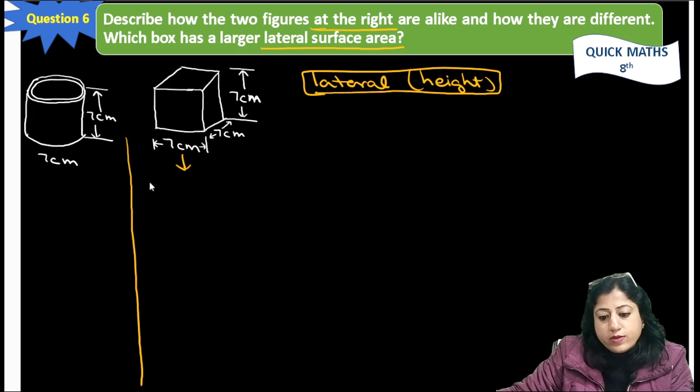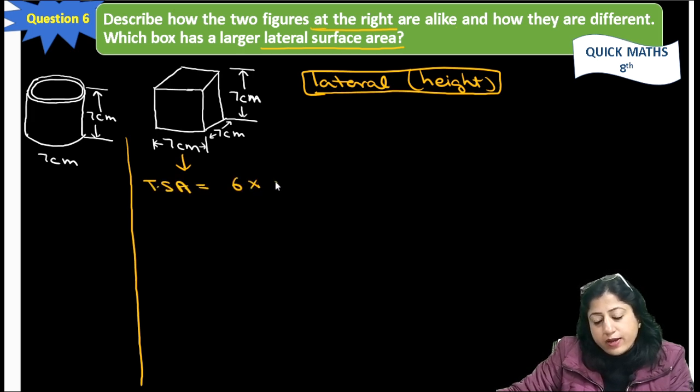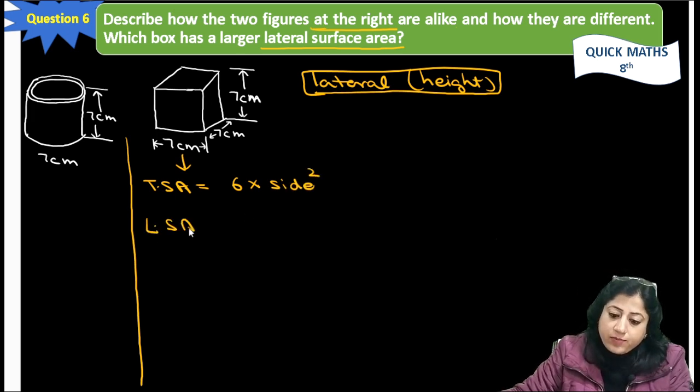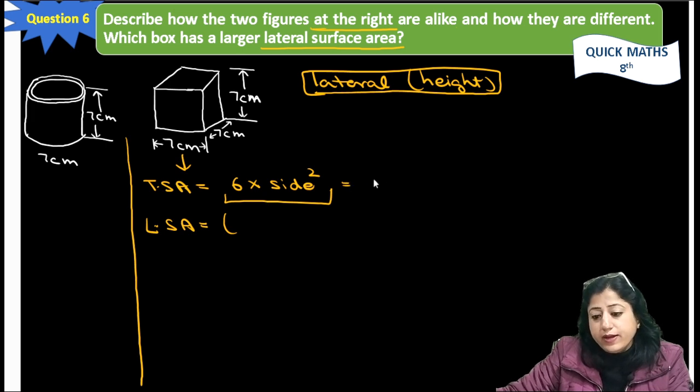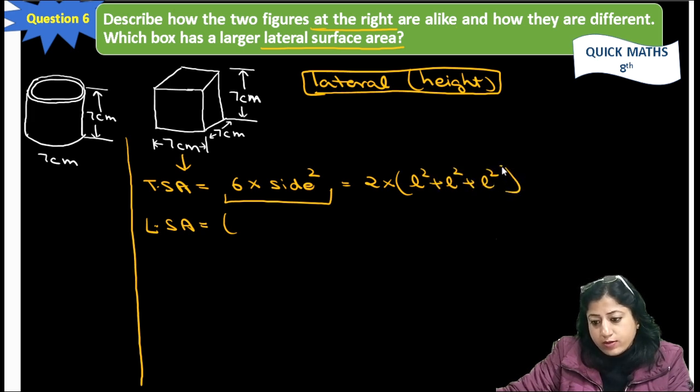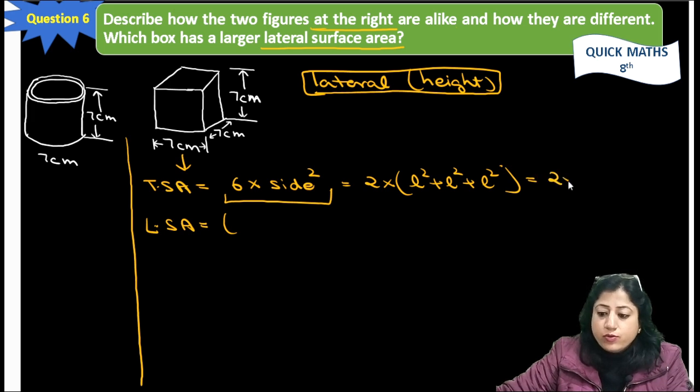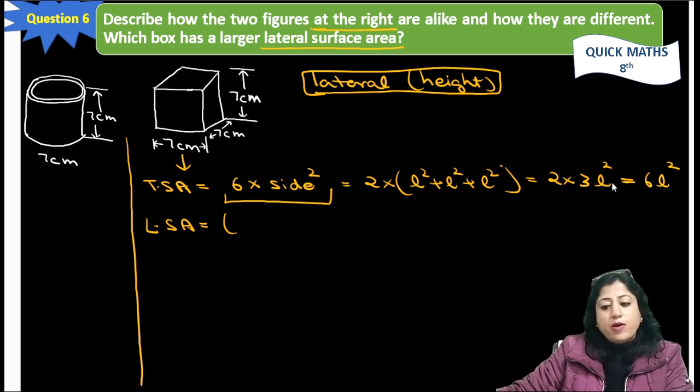For the cube, the total surface area was 6 into side square. But lateral surface area can also be calculated from how it is obtained. How is it obtained? It is twice into L square plus L square plus L square. So it will be 2 into 3L square, which is 6L square. We obtained this formula in the first question about total surface area.